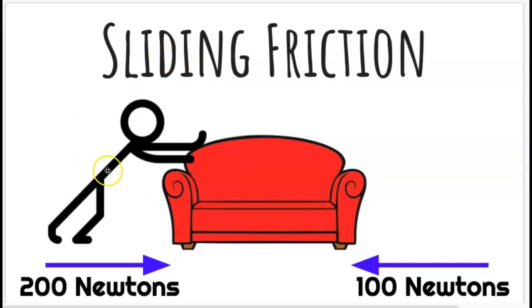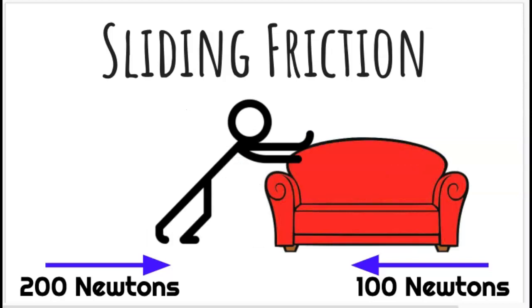So let's say that maybe you grow. Maybe it's a year later and you've grown and you're able to push a lot harder than you were. Maybe you started working out. So let's say that you push that couch at 200 newtons and the couch is pushing back at 100 newtons. Guess what's going to happen? You're going to be able to move your couch.